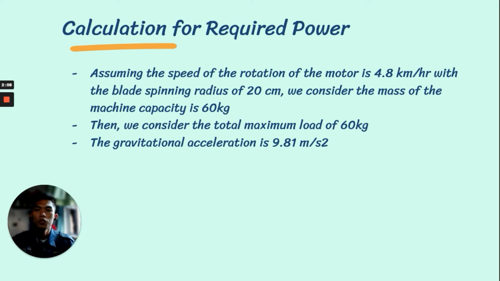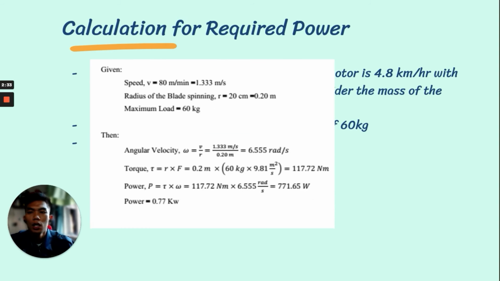Calculation for required power. By assuming the speed of rotation of the motor is 4.8 km per hour with a blade spinning radius of 20 cm, we consider the mass of the machine capacity is 60 kg. Then we consider the total maximum load of 60 kg. The gravitational acceleration is 9.81 meter per second square. Then we get the angular velocity equal to 6.555 radian per second. The torque is 117.72 Newton meter and the power is 771.65 watt.